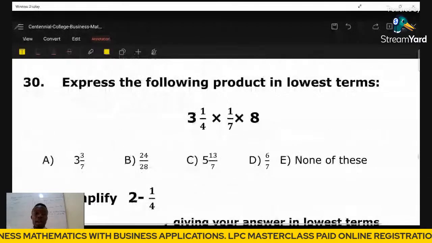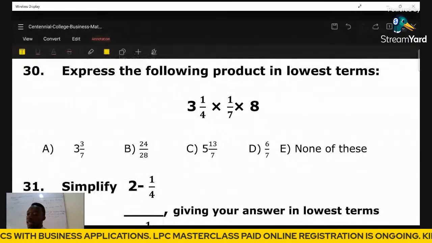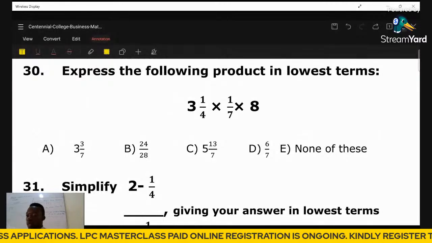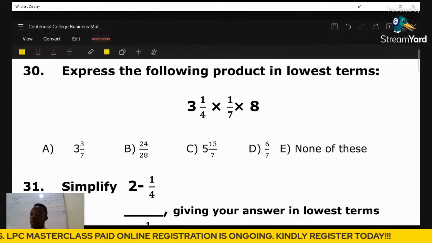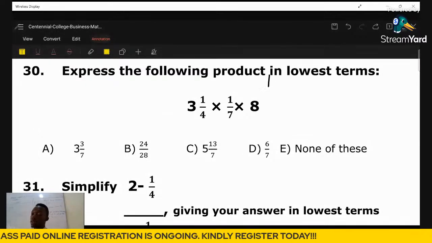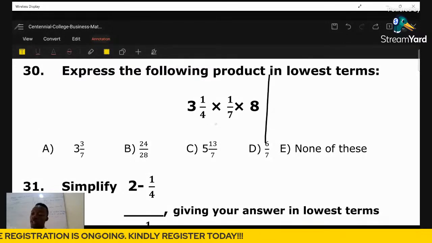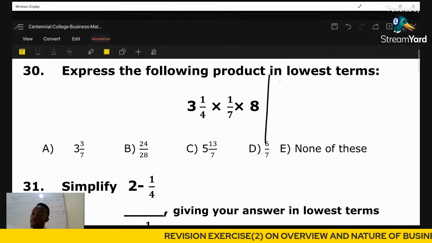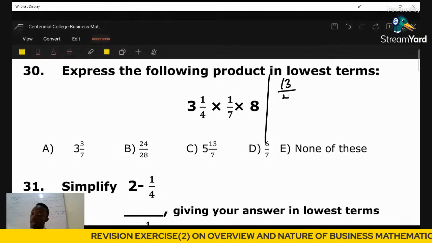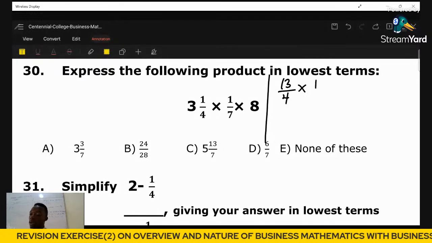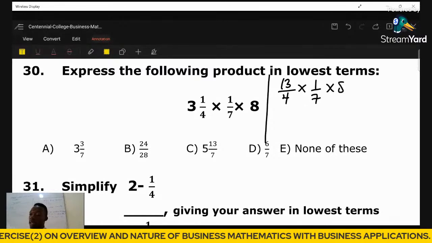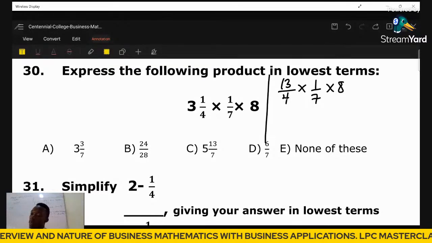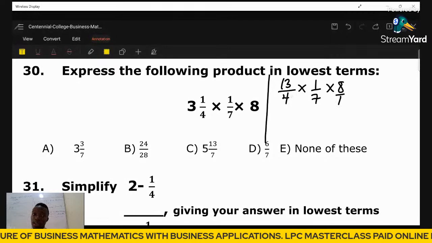Then question number 30. Express the following product in lowest terms. So how do you do that? First of all, we need to change the mixed fraction to an improper fraction. So 4 multiply 3, we are getting 12 plus 1, we are getting 13. So that's going to give us 13 out of 4. Multiplying 1 out of 7, multiplying 8. Remember, the 8 is out of 1.